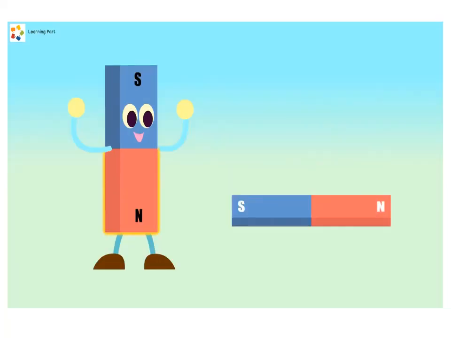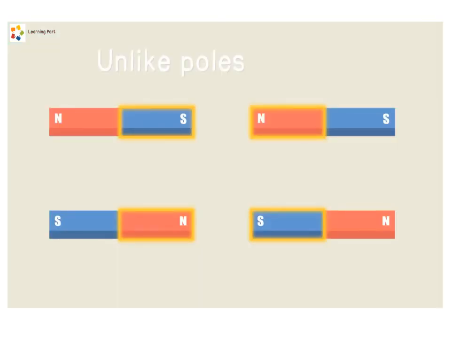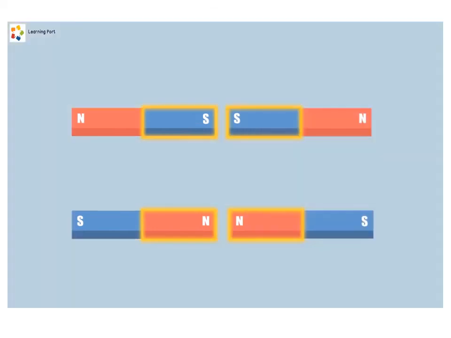When Barry's north pole came near the bar magnet's south pole, the magnets were attracted to each other. But when Barry's north pole got close to the north pole of the cylindrical magnet, they repelled each other. For magnets, when two unlike poles, the north pole and the south, come together, they attract. On the other hand, when two like poles, the north pole and the north pole, or the south pole and the south pole, come together, they repel.